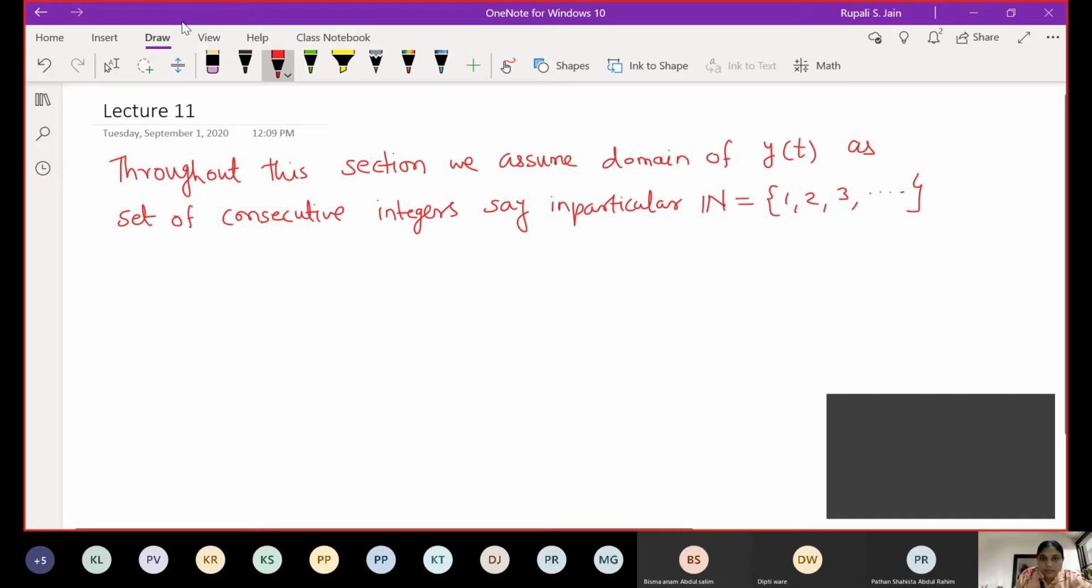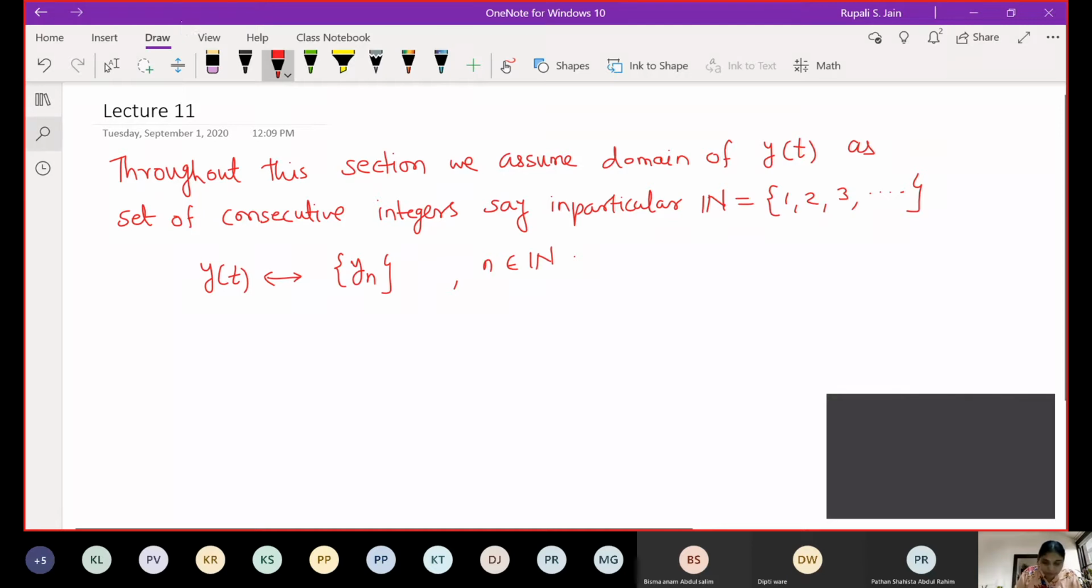Now, as we are considering the domain of Y_t as the set of natural numbers, I can consider Y_t as a sequence. What is a sequence? A sequence is a function whose domain is the set of natural numbers. Right? So Y_t I can consider as a sequence, where n belongs to N.